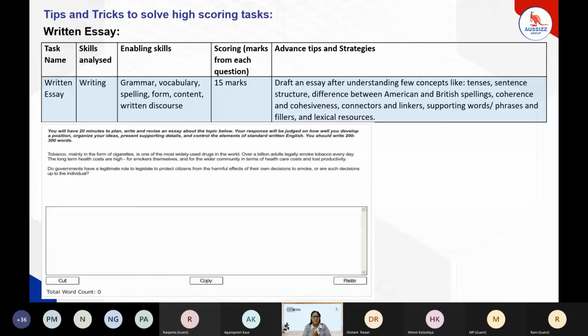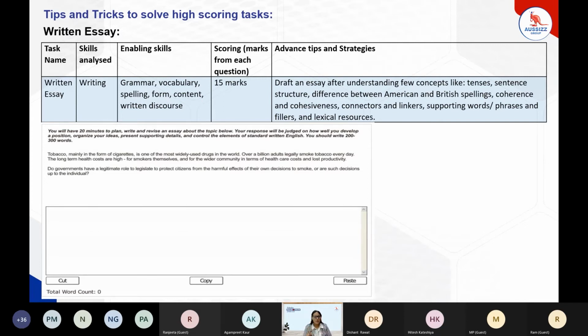Great. The next task is writing an essay, which is very simple. We have always heard about this earlier as well. A topic is given, and we have to write an essay for it. Different parameters are there. As per the exam's requirement, there are different criteria; here we have to write an essay of 200 to 300 words.